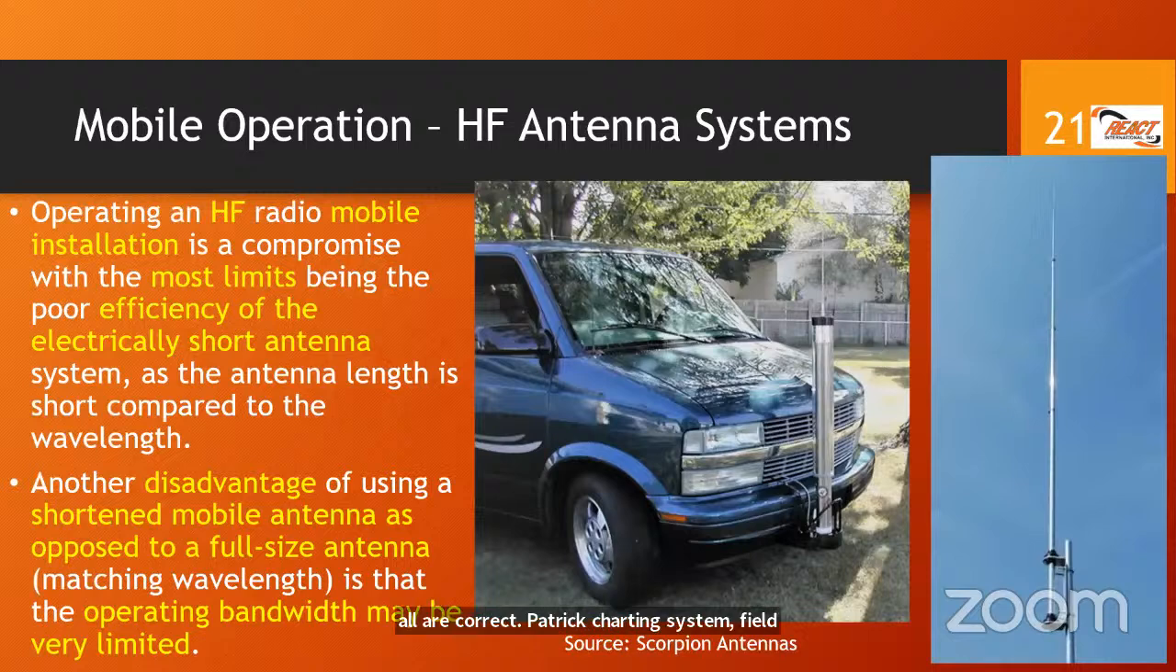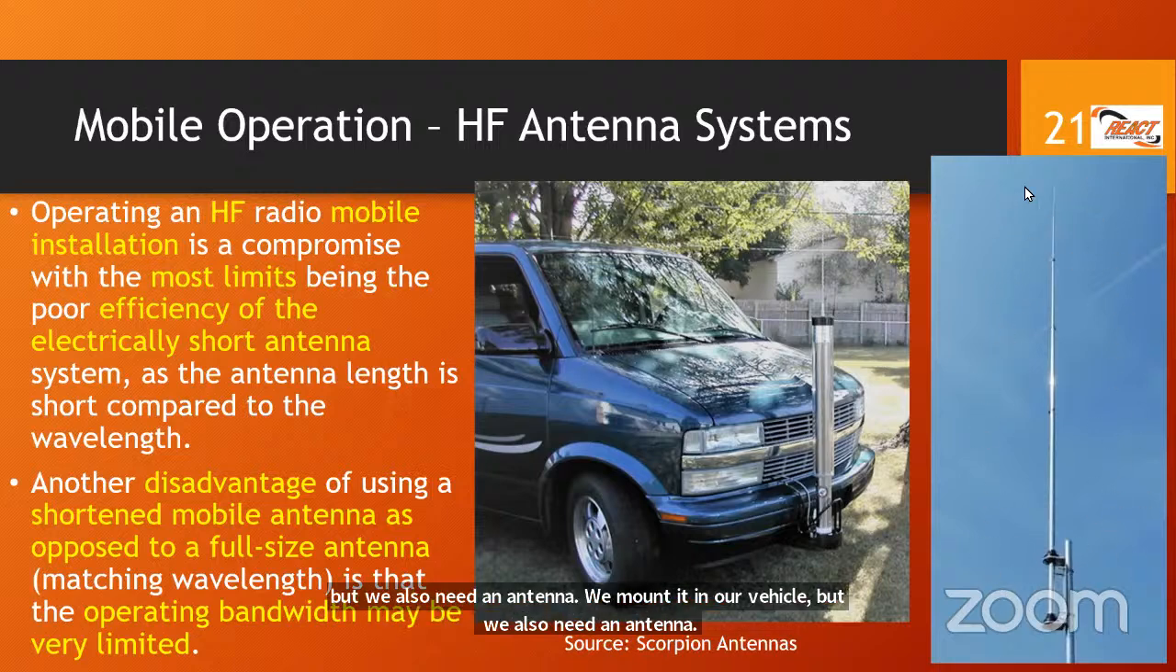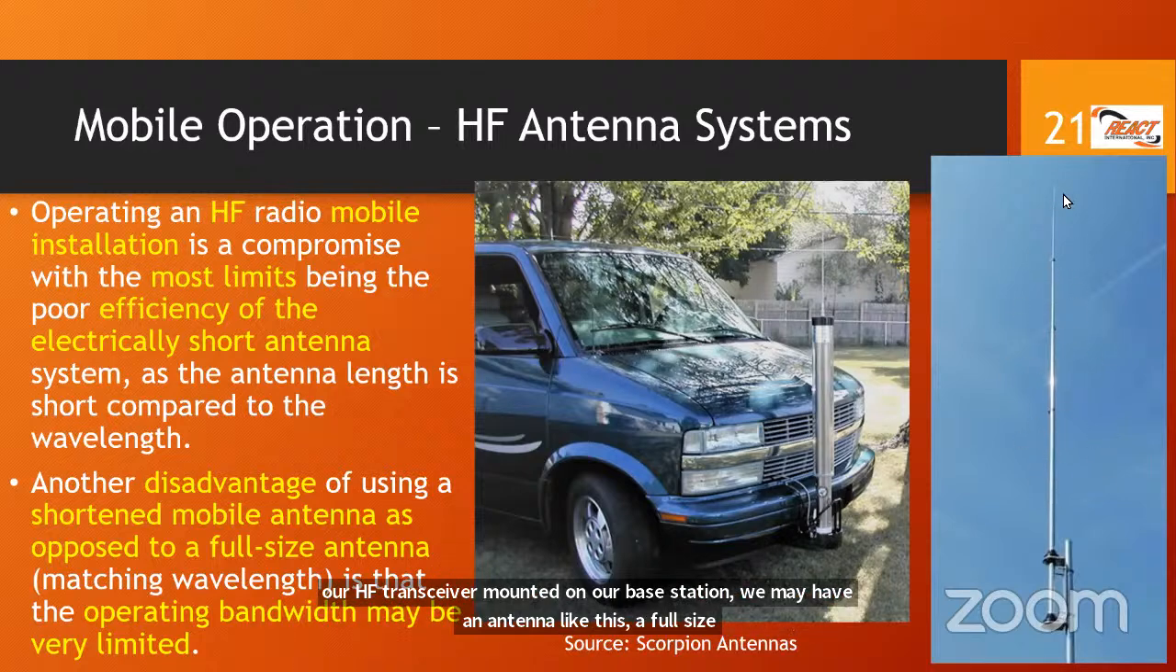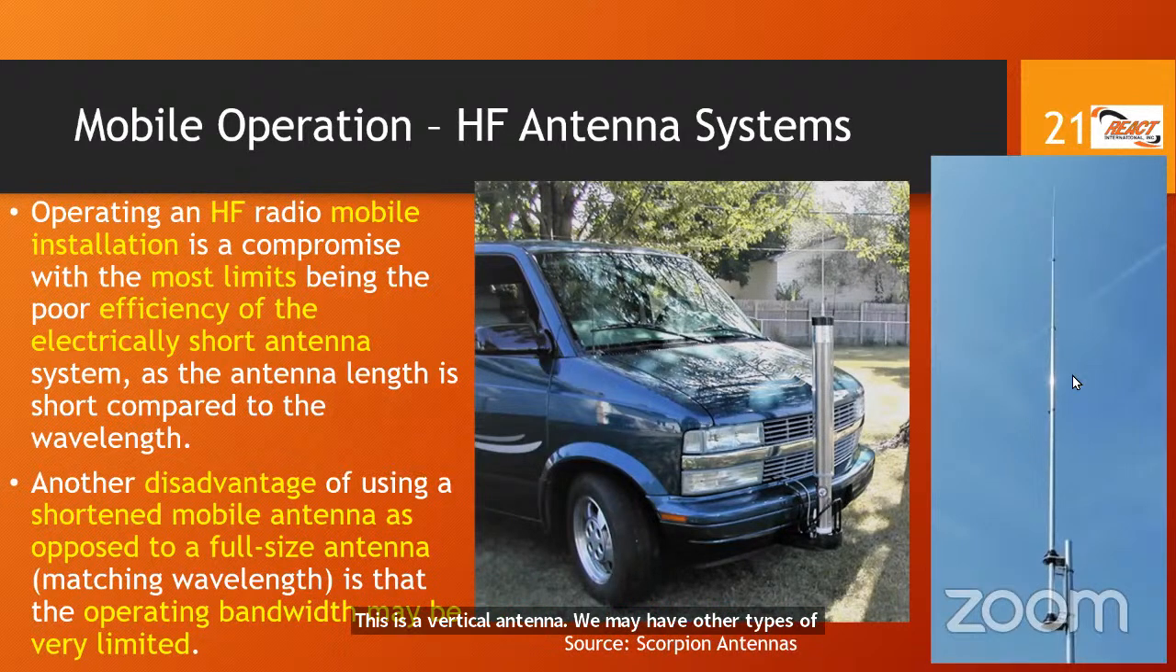Right, we still have a couple more slides to go, folks. Also in mobile operations, we have our HF transceiver, for instance. We mount it in our vehicle, but we also need an antenna. When we have our HF transceiver mounted at our base station, we may have an antenna like this, a full-size antenna. It's pretty long, maybe several feet tall. This is our base station antenna. This is a vertical antenna. We may have other types of antennas, Yagis, and all sorts of elaborate design antennas, long wire antennas, dipoles, and so on. But we cannot put such a large antenna like this on our vehicle.